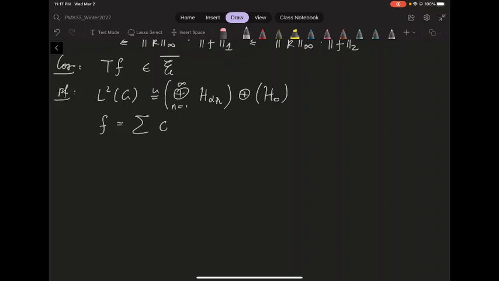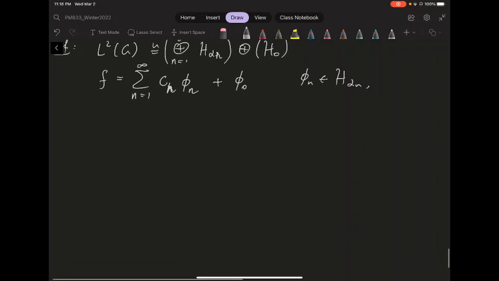So let's say it's equal to c_n times some phi n, going from 1 to infinity. And then, of course, on the H0, you also have, say, phi 0. Okay, so each of these phi n's is inside H alpha n, so it's an eigenvector for the alpha n. And because this is an L2 norm, and each of these H alpha n are clearly orthogonal to each other.